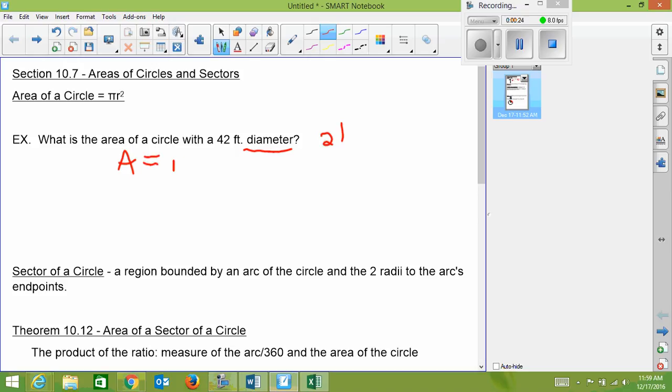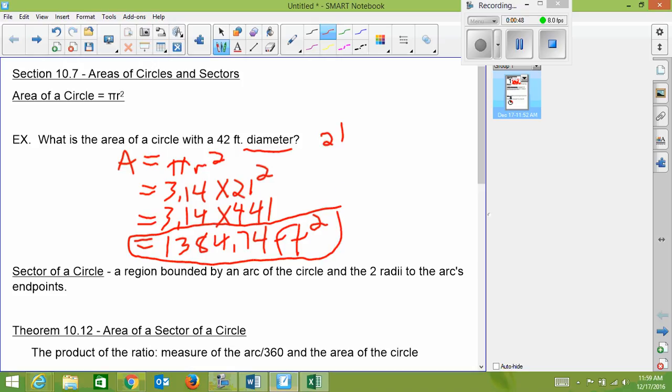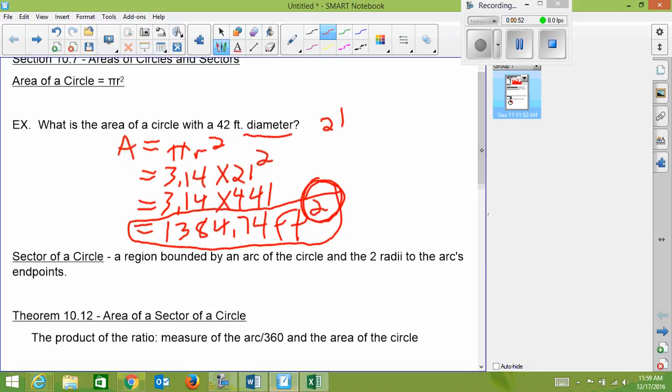So just like always, start with writing down your formula. Area equals pi r squared. We're going to use 3.14 for pi. My radius is 21 and it's 21 squared. So 3.14 times 441. All I need to do is multiply those two. So 1,384.74 square feet is my area. Remember, that area has to be labeled with this 2. It is two-dimensional.